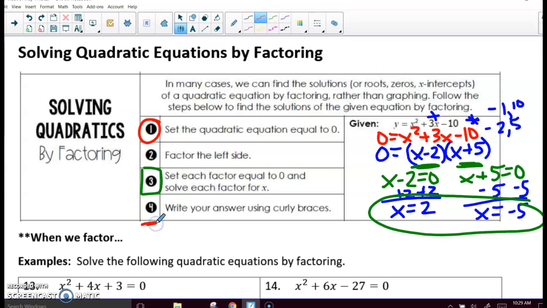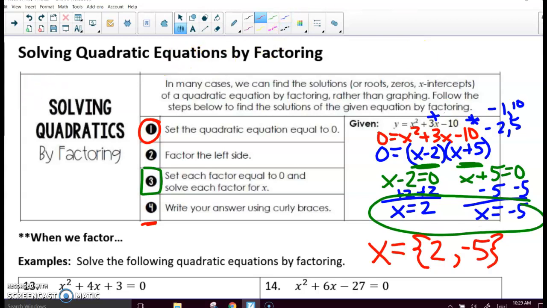This tells us to write your answer using curly braces. It would look like this. X is equal to 2 and negative 5. The reason we use curly braces instead of parentheses is we don't want our answer to look like a coordinate. Okay, we are listing possible x values or definitive x values that will make it equal to 0.